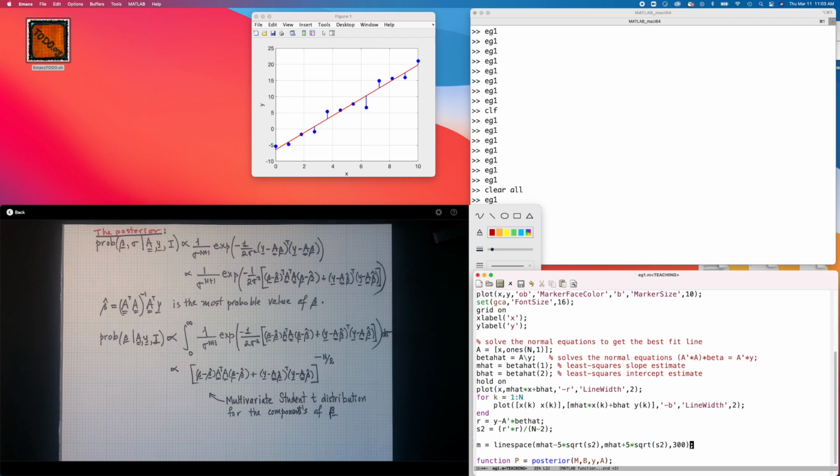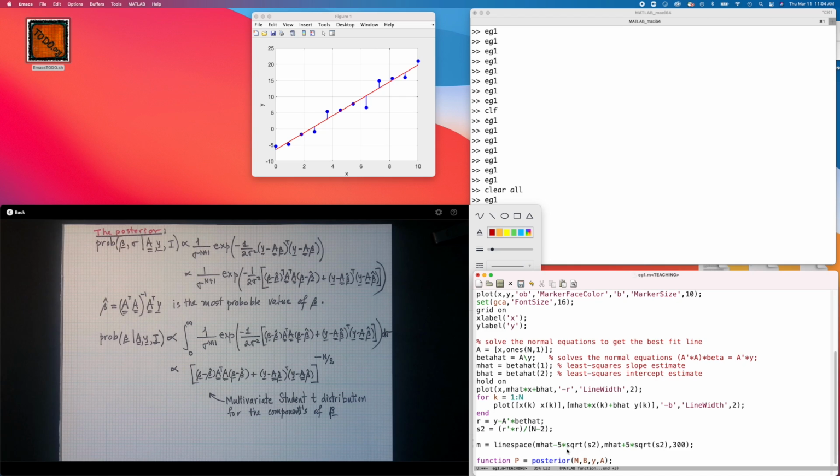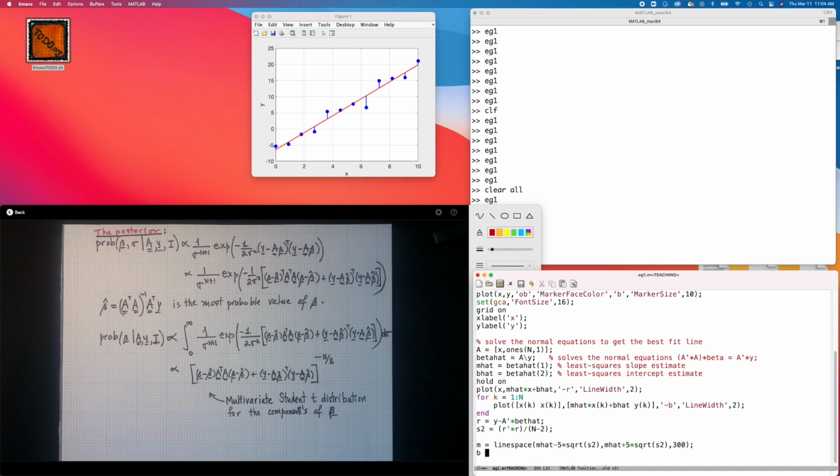Okay, so we're going to pick 300 points, and we're going to go from m hat minus 5 times an estimate of this standard deviation on one side and 5 standard deviations on the other. That should be enough to capture almost all of the posterior probability. And similarly for b.